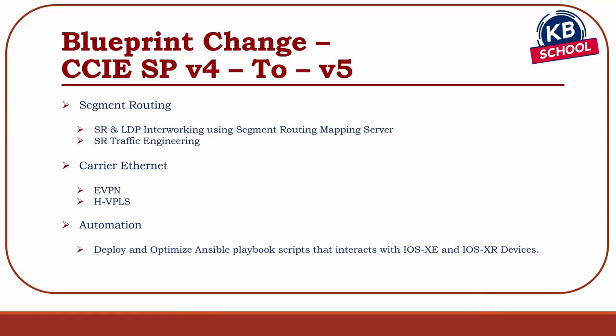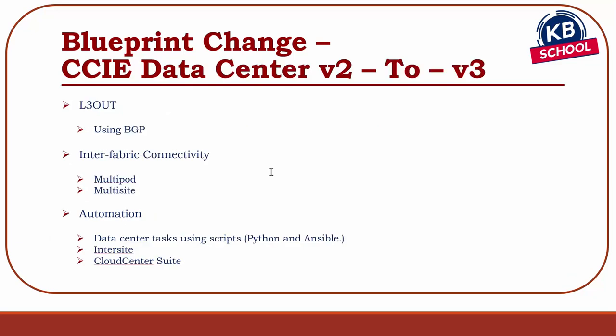And the last track that I'm covering in terms of changes is your CCIE Data Center. Again, pretty much the same. Not a lot of changes over here. Maybe a little bit more emphasis on doing your L3 outs. Currently, most of the time, we're taking a look at EIGRP or OSPF as your L3 out protocols. There's an emphasis on using BGP as your L3 out. I think EIGRP is taken out as an L3 out protocol in the new update that came out for CCIE Data Center, going from version 2 to version 3.